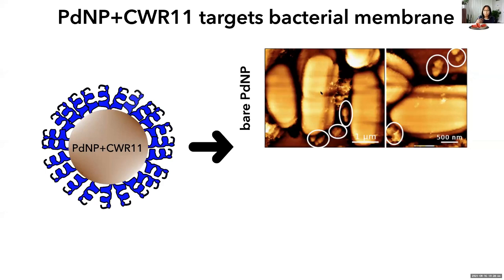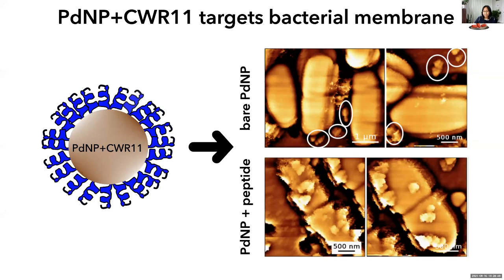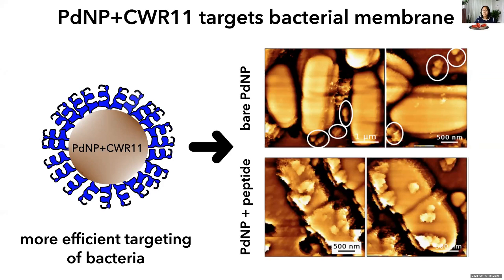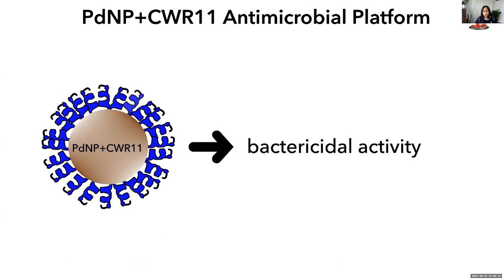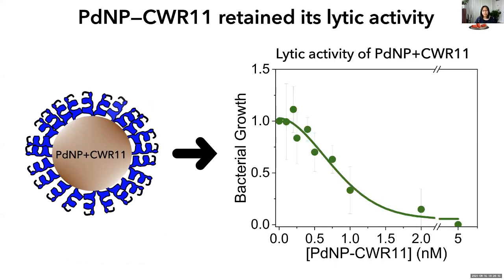And when we add peptide into the mix, meaning we incubate the bacteria with PDNP that is decorated with a peptide, these are the images we got. Very clearly, the clusters of nanoparticles now have more affinity towards the bacterial membrane, nicely demonstrating that we do have some efficient targeting. So we are happy with this result. The other important thing that we check is, can the peptide still retain its lytic activity even after immobilization? That's what we did. We tried to grow the bacteria in the presence of this platform, PDNP and peptide, and we do still retain its lytic activity.